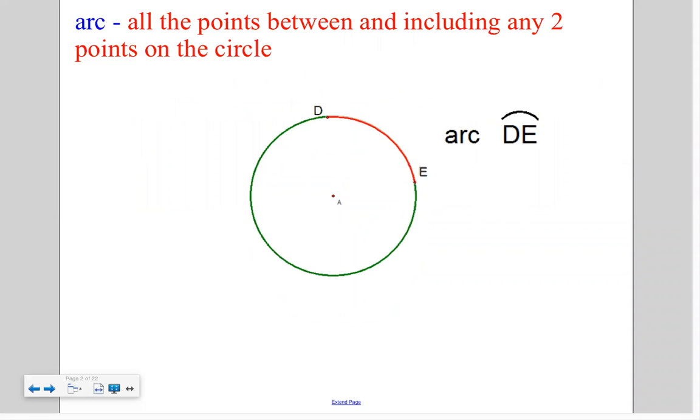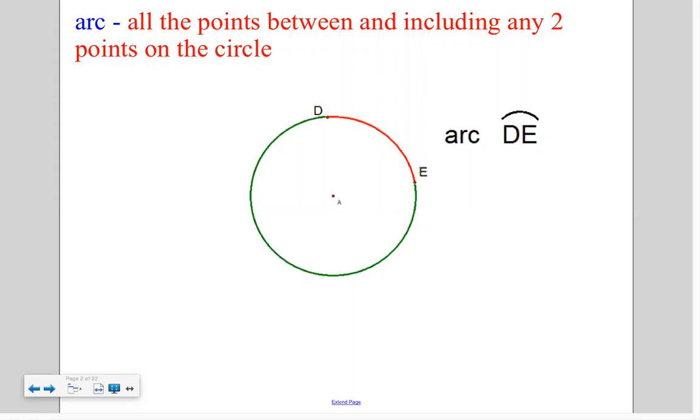So we have an arc, all the points between and including any 2 points on the circle. So an arc is equivalent to a segment, right? A segment though is on a straight line. It's part of a straight line where you have your 2 endpoints, all the points in between. An arc includes all the points on the circle, including the 2 endpoints.